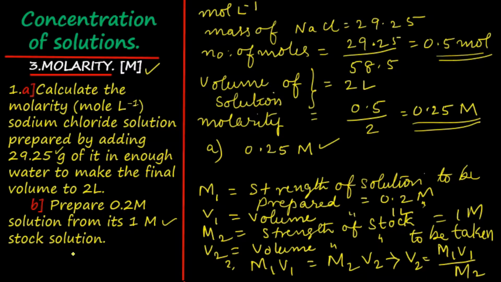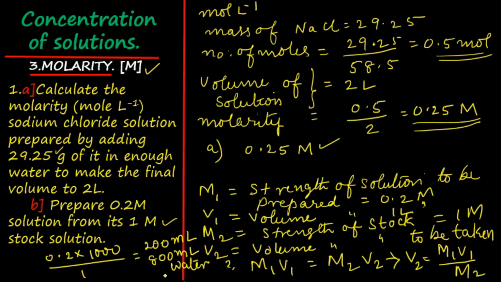Substituting the values you will get 0.2 into 1000 divided by 1, that will be equal to 200 ml. So you have to take 200 ml of the solution and then add enough water, that is 800 ml of water, to make the total volume 1000 ml. By applying this formula, it is very easy to prepare any strength of the solution from its stock solution. All you have to remember is this formula, M1 V1 is equal to M2 V2. I hope this is clear. We will do 1 or 2 problems more in this topic so that you understand it thoroughly.